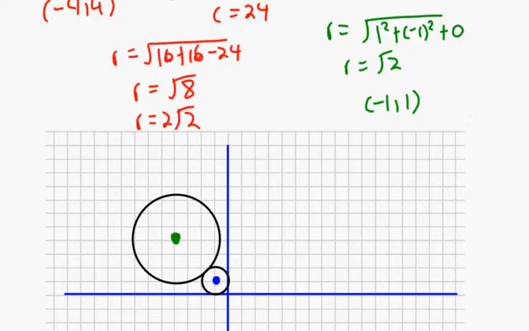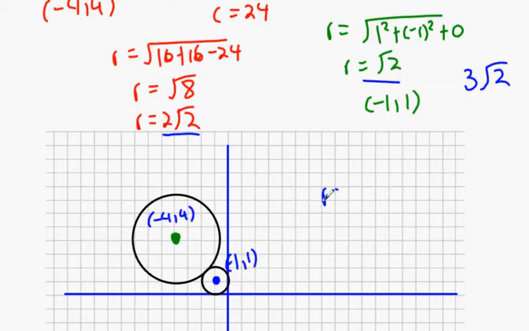Now, to prove that they touch externally, what do I have to do? I have to prove that the gap from the green to the blue is equal to the radii added together. Is that right? So the radii added together is 2 root 2 plus root 2, which is 3 root 2. 3 root 2. Now, this is minus 4, 4. This is minus 1, 1.